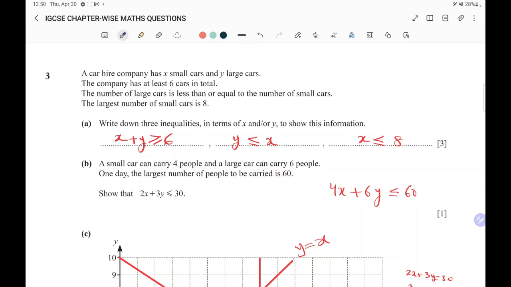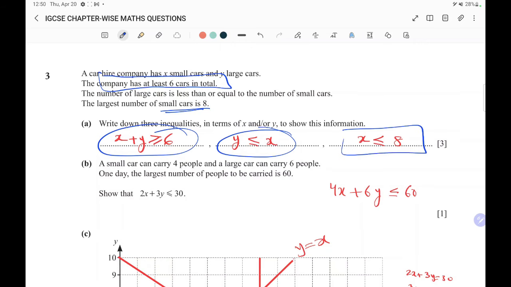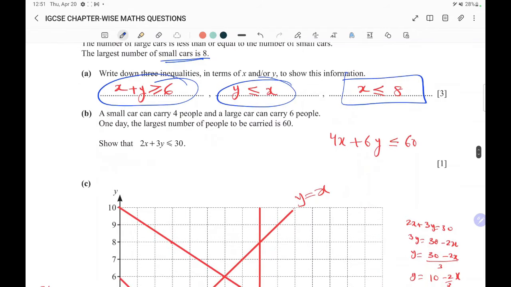Because the company has at least 6 cars in total, the total minimum is 6. So x plus y is greater than or equal to 6. The number of large cars, y, is less than or equal to x. Now the largest number of small cars, x, is maximum 8 or smaller, so x is less than or equal to 8.